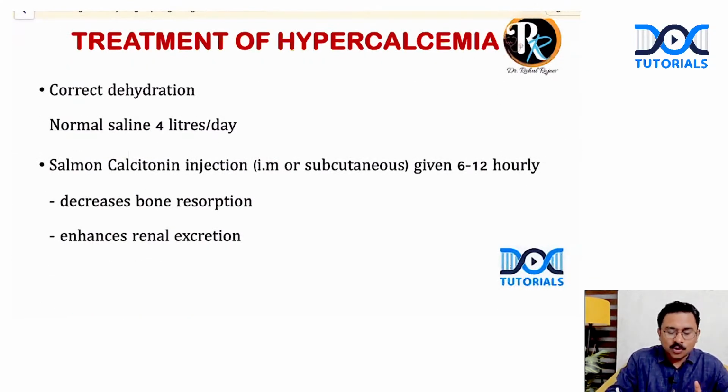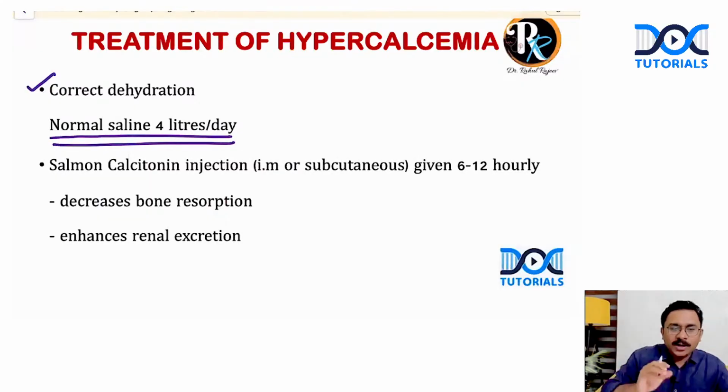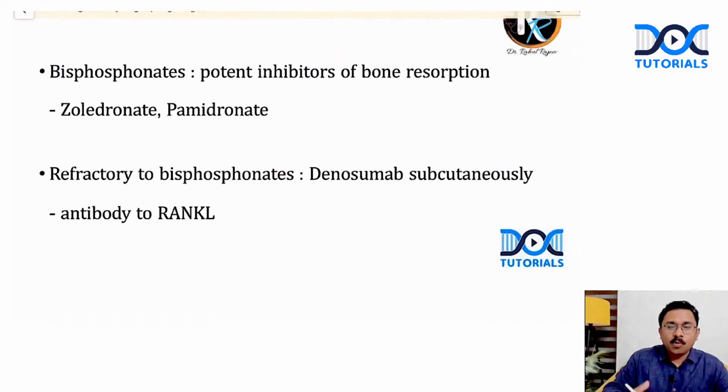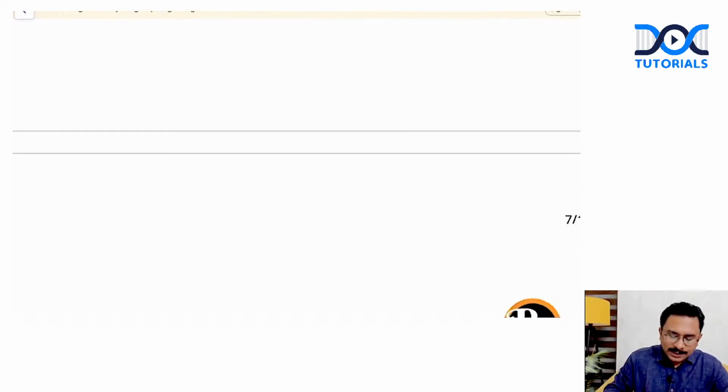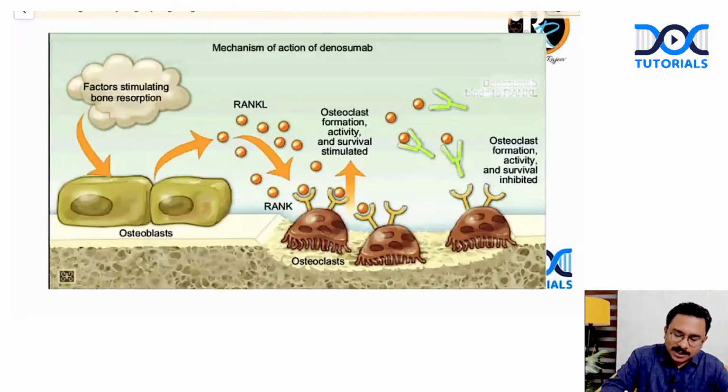So remember the class notes on the treatment of hypercalcemia. You have to correct the dehydration, which is by aggressively administering normal saline, 4 liters per day, then salmon calcitonin injection, IM or subcutaneous, given 6 to 12 hours, which will decrease bone resorption and enhance renal excretion. A more potent inhibitor of bone resorption is bisphosphonates. You can give zoledronate or pamidronate. In patients refractory to bisphosphonates, you can think of denosumab, which is a monoclonal antibody to the RANK ligand. Okay, right.